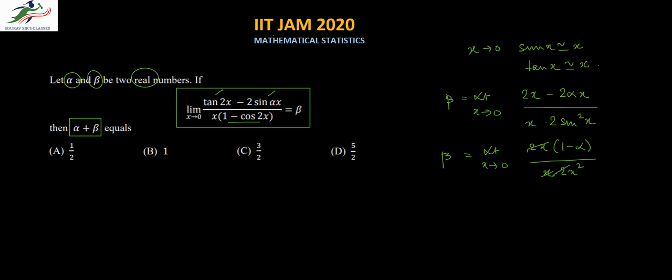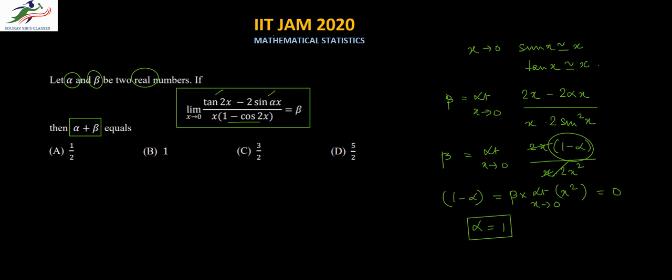This is equal to beta. So therefore we can see that the numerator is a constant term. So we can rewrite this as 1 minus alpha is equal to beta into limit x tending to 0 of x square. So therefore if we put the value of x equal to 0 here, this becomes 0. So alpha is equal to 1. So we got the value of alpha now.